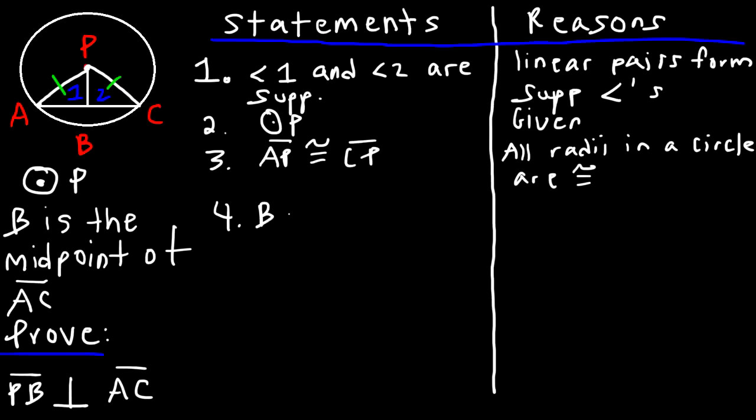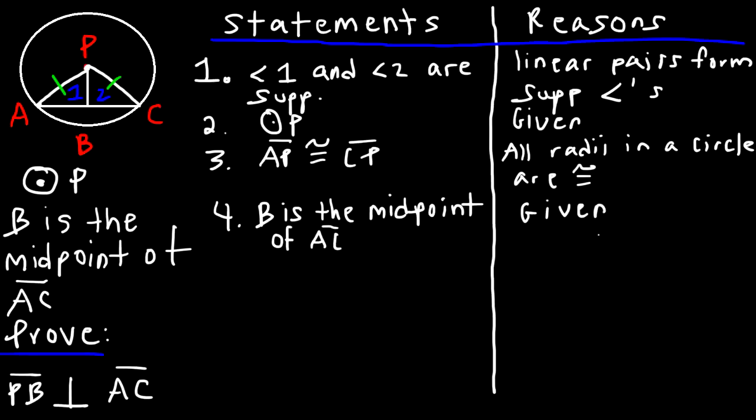Now, we know that B is the midpoint of segment AC. And so that's given. So what conclusions can we draw from the midpoint? If B is the midpoint, that means that AB and BC are congruent to each other. So let's write that. AB is congruent to CB. And the reason is definition of a midpoint.